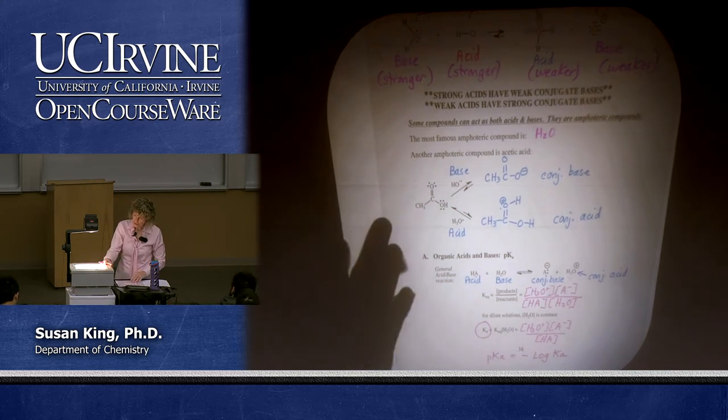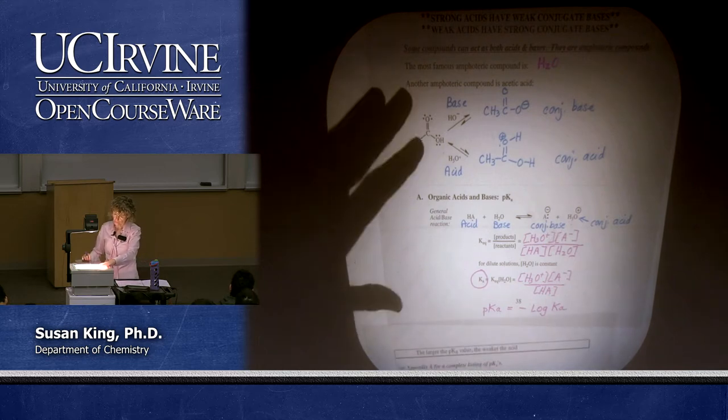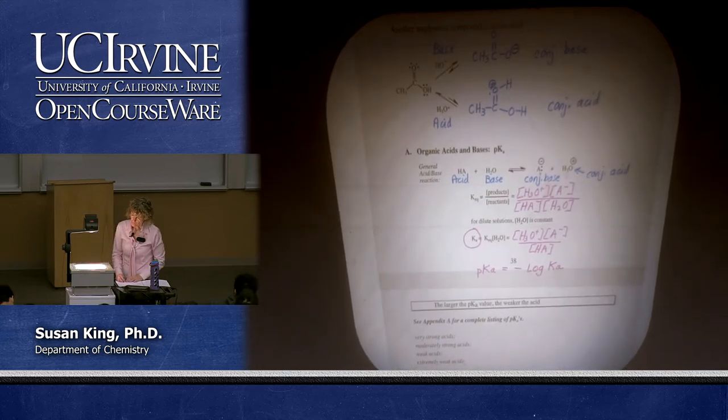So on the next page, the larger the pKa value, the weaker the acid. See Appendix A for a complete listing of pKa's. I'm also going to give you another pKa chart that you get to carry around with you. It's in the copy center right now. I didn't have time to finish that job, so I'll bring that on Wednesday for you.